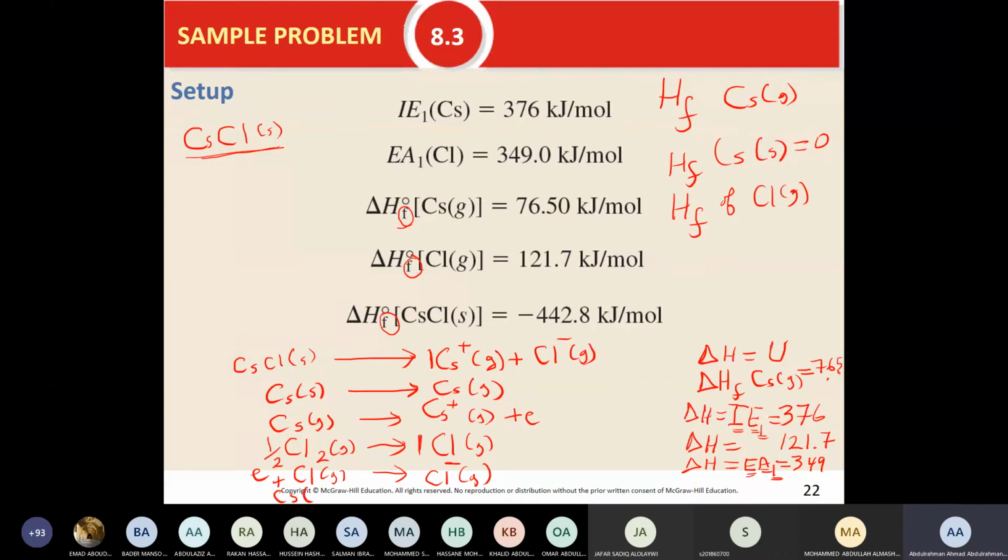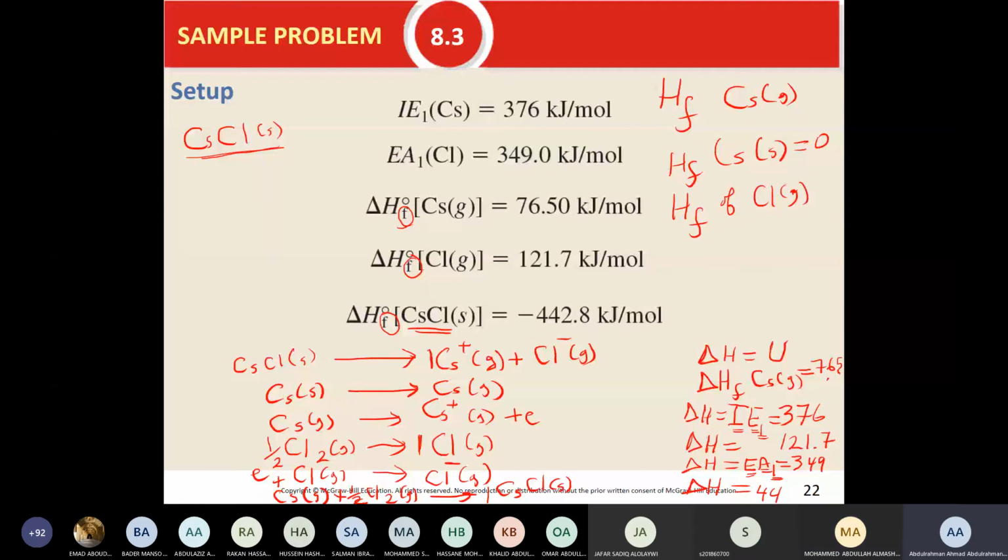Last equation. If I have Cs solid plus half Cl2 gas to give me CsCl solid, what's this equation? The last equation is called? Heat of formation of CsCl. Exactly. We're making the compound from the original elements, and that's why delta H in this case equals minus 442.8.